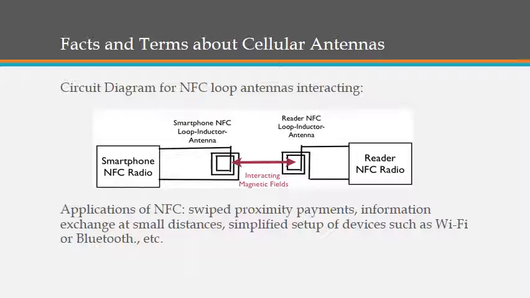This diagram on the slide illustrates NFC loop antennas interacting. So as you can see, as the two coils interact, there's an induced current in the smartphone's NFC antenna. This current can then be read and we have communication. Some applications of NFC include swipe proximity payments such as Google Wallet for paying at Starbucks, information exchange at small distances, for instance touching smartphones to share contact information, and simplified setup of devices such as Wi-Fi and Bluetooth.